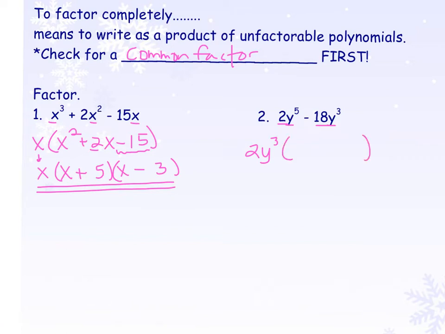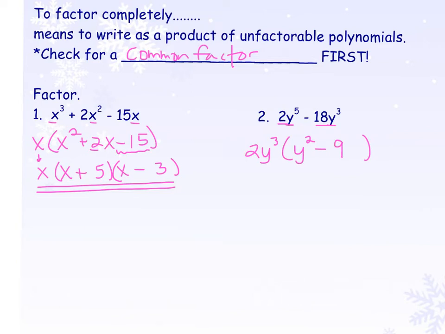If we take 2y to the third out of 2y to the fifth, the 2's would cancel, and if we're dividing the y's, we subtract exponents. That would give us y squared. Minus 2y to the third out of 18y to the third. Well, 2 goes into 18 9 times, and y to the third would just cancel itself out.